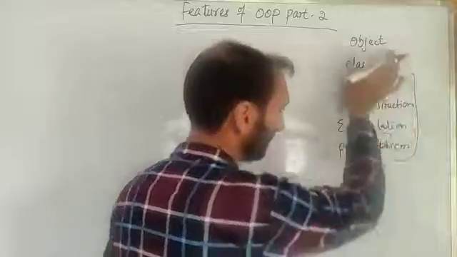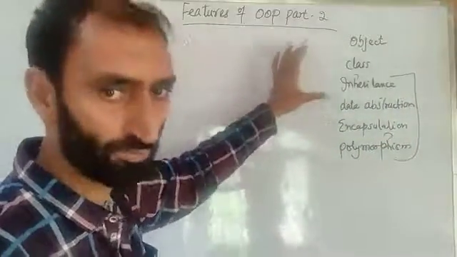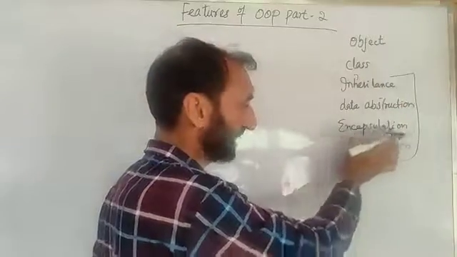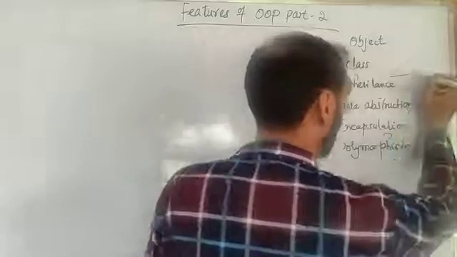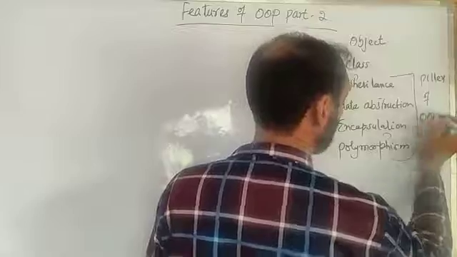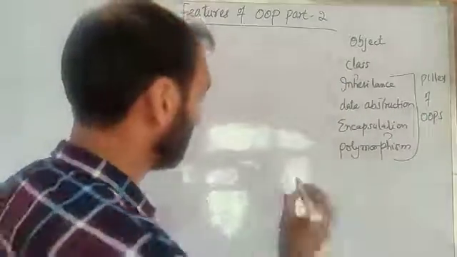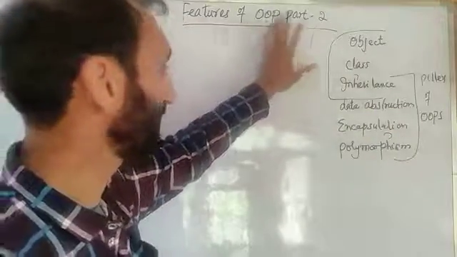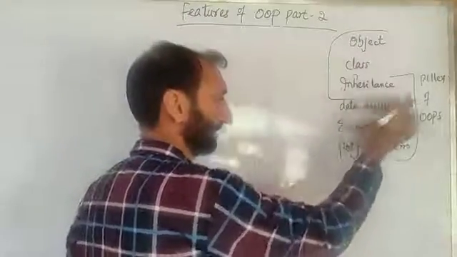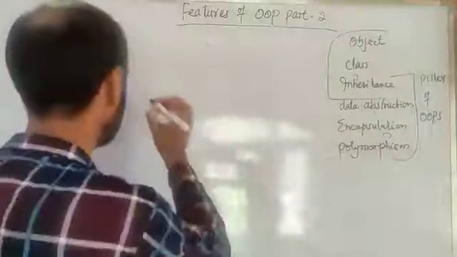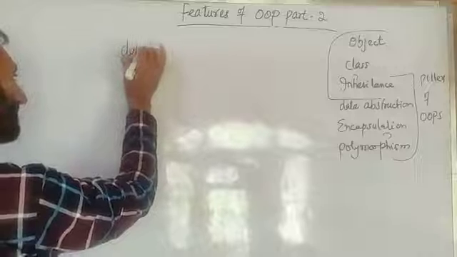Among these six features or six characteristics of the object-oriented programming methodology, these four, that is inheritance, data abstraction, encapsulation, and polymorphism, are also called pillars of object-oriented programming languages. So, in the previous video, that is in features of object-oriented programming part 1, we have discussed these three features. Now, in today's video, we are going to discuss these three pillars of the object-oriented programming methodology. So, first we will see what is data abstraction.